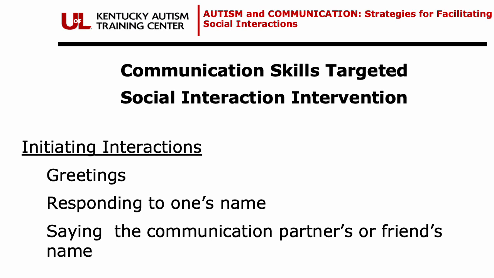So where do we start with building social interactions and using the evidence-based practices to make progress in social language? Here are some ideas. The communication social language skills targeted for social interaction intervention could include greetings and responding to one's own name. This may be an earlier observed deficit. The person with autism may need to be directly taught to respond to the name. Also, the autistic child may need instruction in calling a person or friend by their given name. The initial interactions and the responses are important to opening the door to further communication interactions with siblings, peers, and community members.